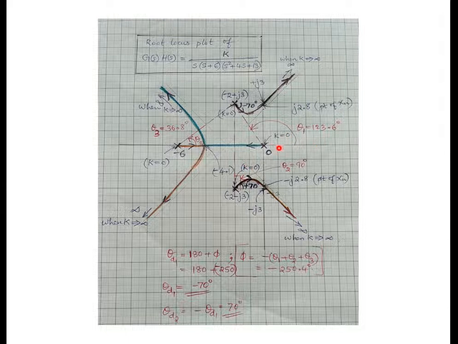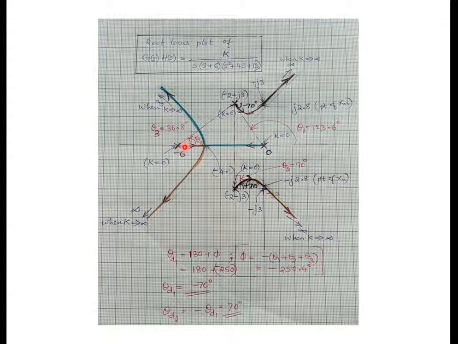Even here on the real axis, if I take a point, to the right of it there are 0 poles and zeros. That means it is an even number, so there will not be any root locus branch existing. Only here, the root locus branch at k equal to 0 will originate from this pole at 0 and come towards this pole at minus 6.